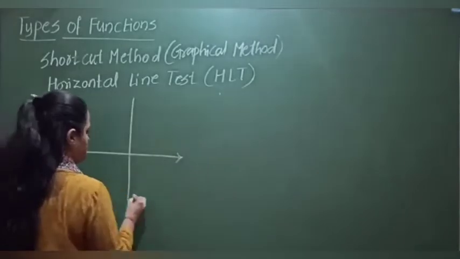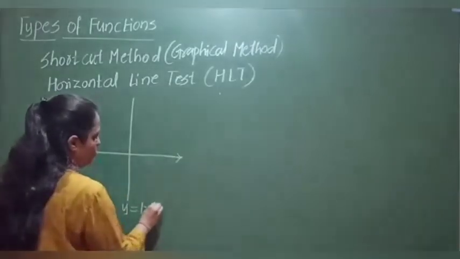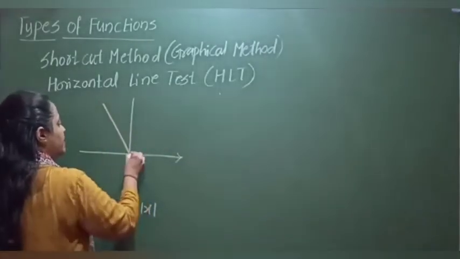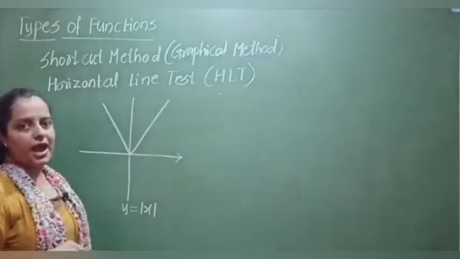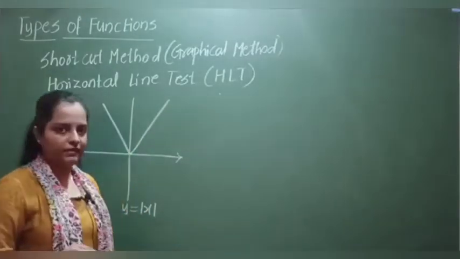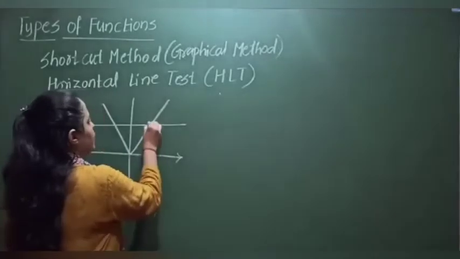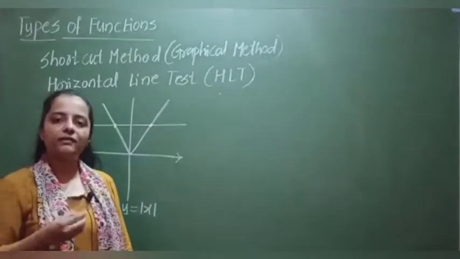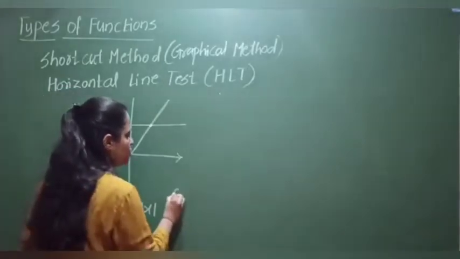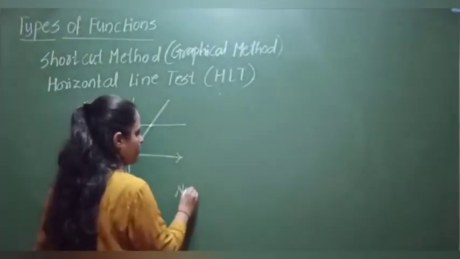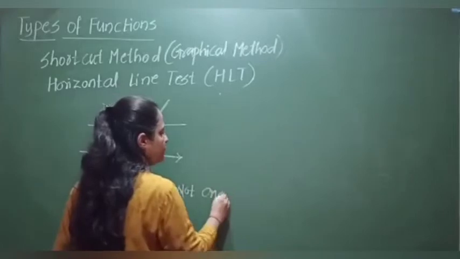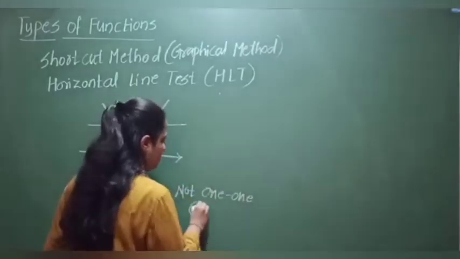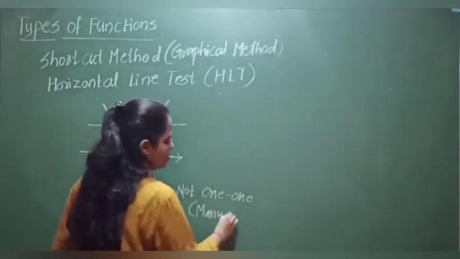Y is equals to mod x, take the modulus function, right? So the modulus function I will take, this is the modulus function, and draw a horizontal line for the given graph. The horizontal line intersects the graph at more than one point, therefore this is also not 1-1, right? If it is not 1-1, it means it is a many-one function.